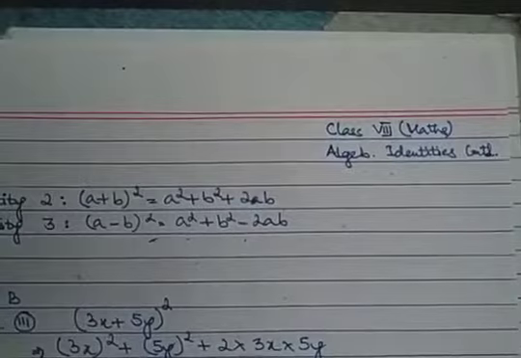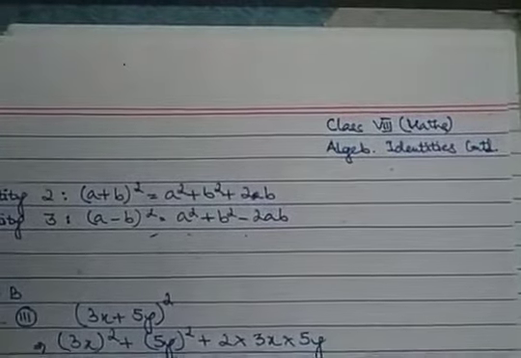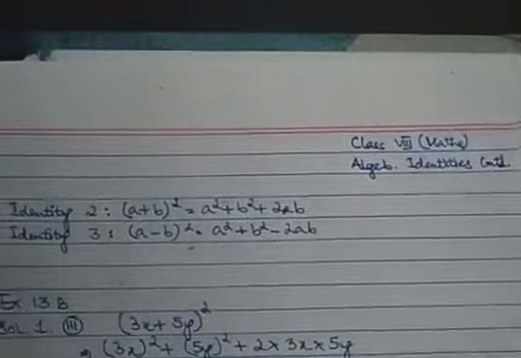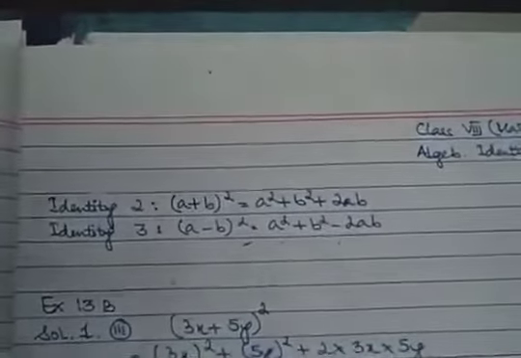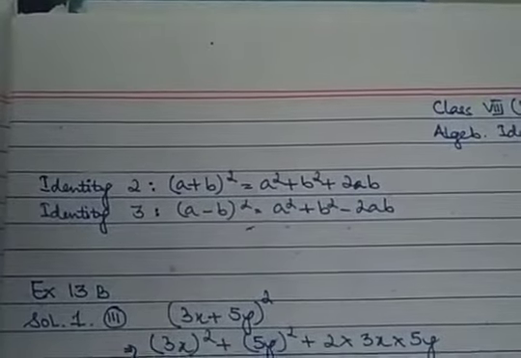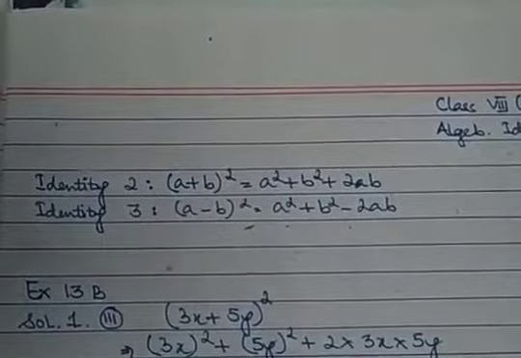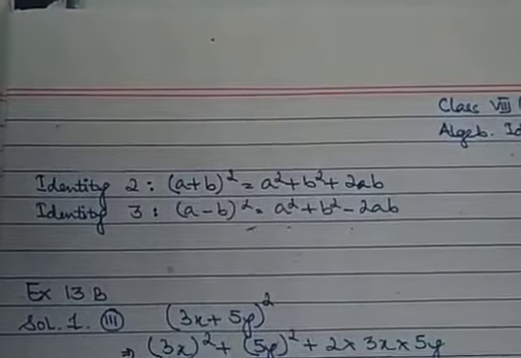Since we were doing the algebraic identities, we'll continue from there. I hope you have gone through the previous video, in which we dealt with identity 1. Those who haven't, please go through it. In this one we'll be dealing with identity number 2 and identity number 3.